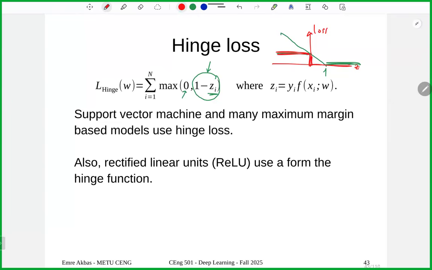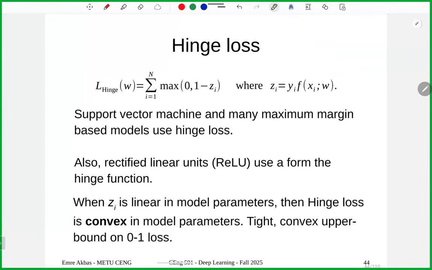Remember 0-1 loss? It was this curve, right? It's a tight convex upper bound on the 0-1 loss. So that's why we love hinge loss. It makes sense. It's convex, and it's also a tight upper bound on the 0-1 loss, which is nice. When zi is linear in model parameters, then hinge loss is convex in model parameters, which is good. We are going to talk about this.